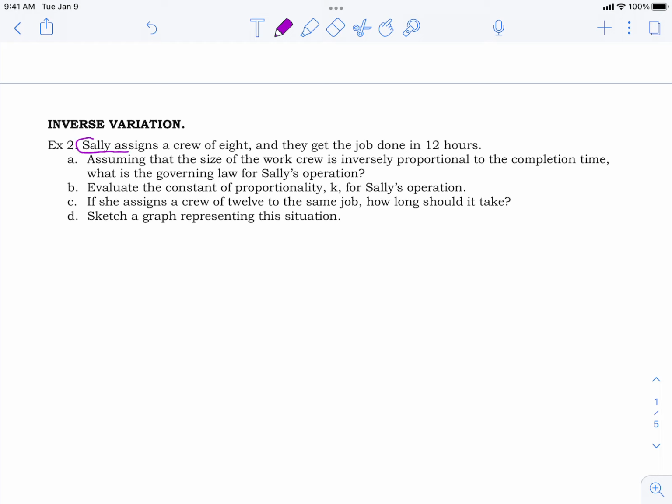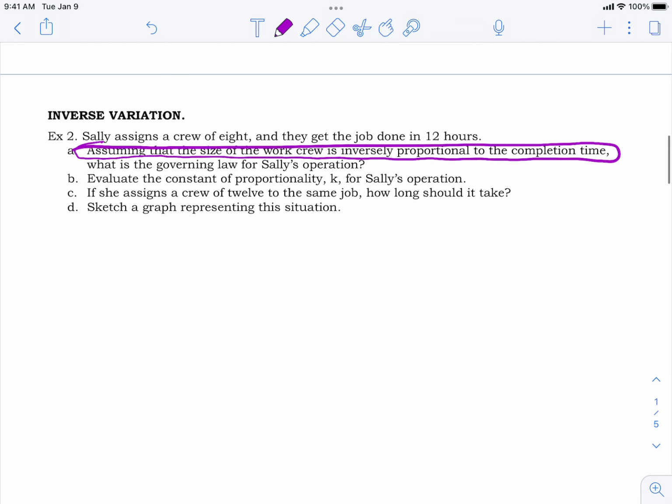Sally assigns a crew of 8. They get the job done in 12 hours. Okay, that's nice. That's just information, I guess. Where's the law? Here it is. Assuming that the size of the work crew is inversely proportional to the completion time. What is the governing law of this operation?